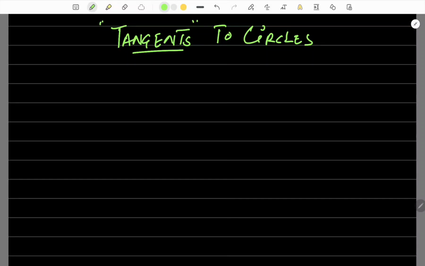Let's discuss some tangent properties, right? So first thing, beta, what is a tangent? We need to understand the definition of a tangent, right? So a tangent is a straight line that touches the curve at one point and passes. It does not intersect the curve. It does not cut the curve.